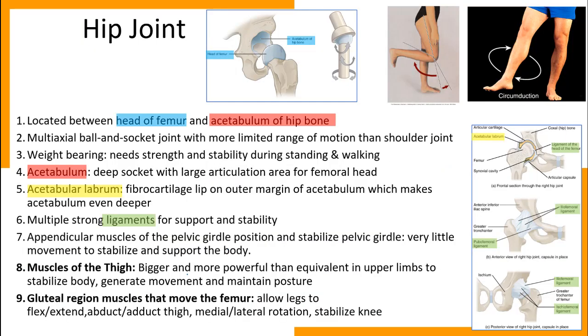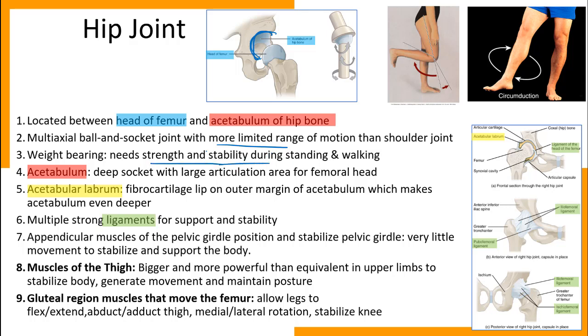Move to the joints of the lower limbs. We start off with the hip joint. Again, the hip joint is another example of a ball and socket joint. The difference between the hip joint and the shoulder joint is the depth of that cavity, right? So in the shoulder joint, the glenoid cavity is very shallow. In the hip joint, the acetabulum of the hip bone is a lot deeper, and that deeper cavity in the hip joint restricts the range of motion, but also stabilizes it and strengthens it, right?